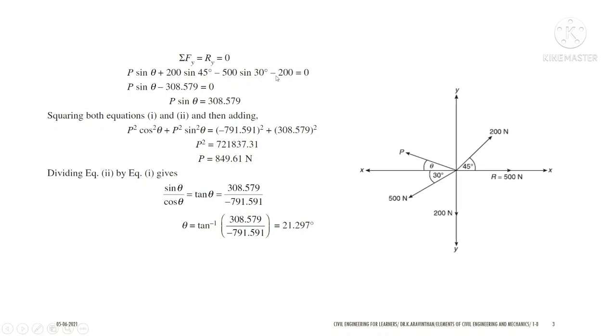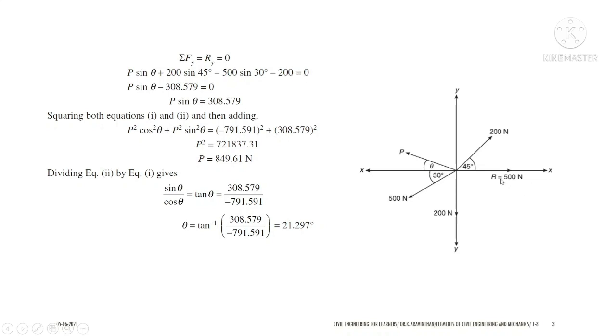So let us resolve all the forces in the vertical direction. You have 200 with angle 45, that is sin 45, so plus 200 sin 45, and P sin theta, which will be plus. And 500 sin 30 acts downward after resolution, so minus 500 sin 30. And you have 200 Newton acting purely along the vertical axis, downward, so minus 200. All the forces you have considered are equal to 0.